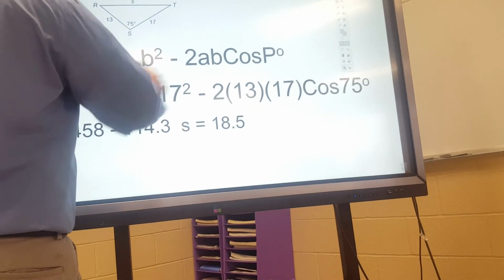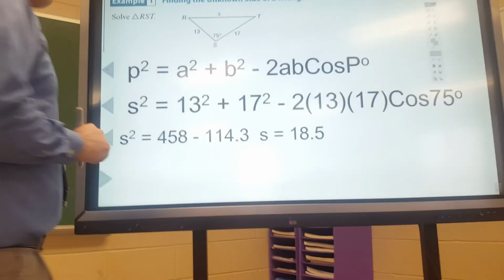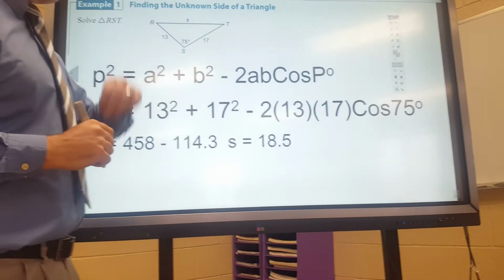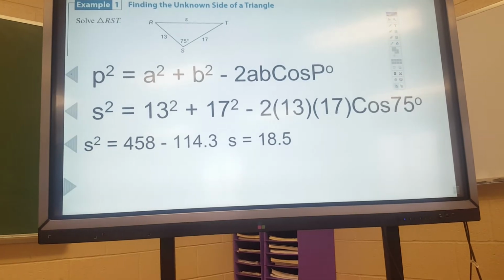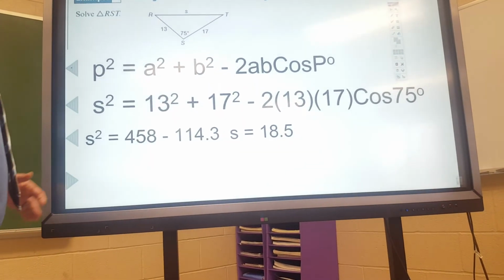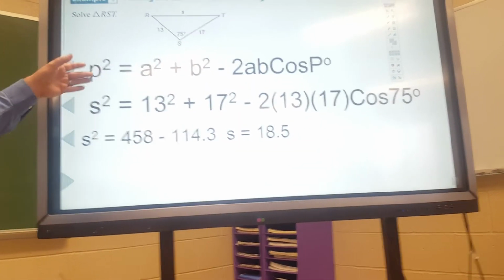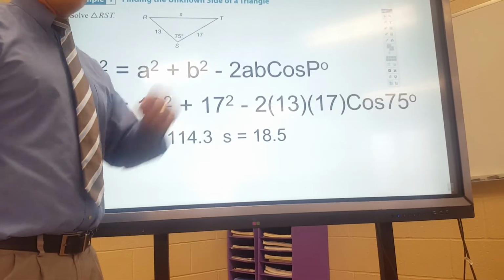13 squared plus 17 squared, I added those, I got 458. Then I'm going to subtract 114.3. Once I do that, I get 300 and something, s squared. So we're going to do the inverse operation, and we get s is equal to 18.5.